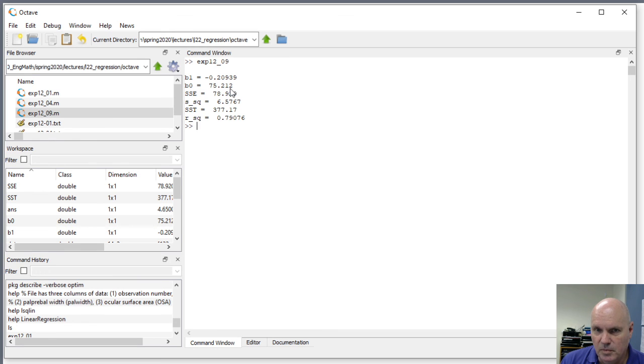So if I run this, Octave actually prints out all the values. Again, the slope, the y-intercept, the error sum of squares. This would be an estimate of the variance. Square root of that would be a corresponding estimate of the standard deviation. Here's the SST term, and then finally the R squared term. It turns out to be about 0.8 here, which indicates that a linear fit is actually a pretty good fit to the data in this case.